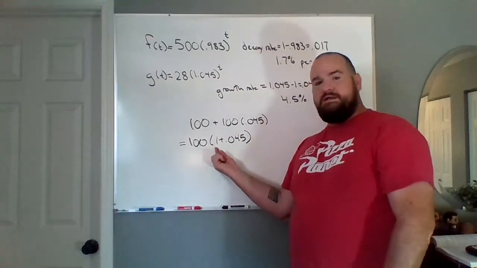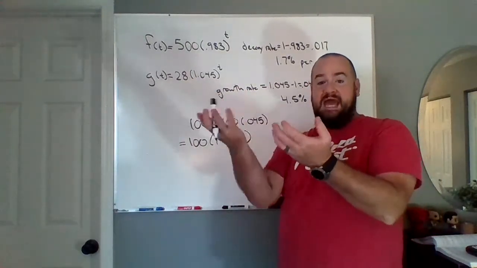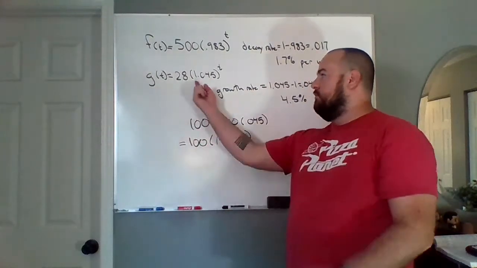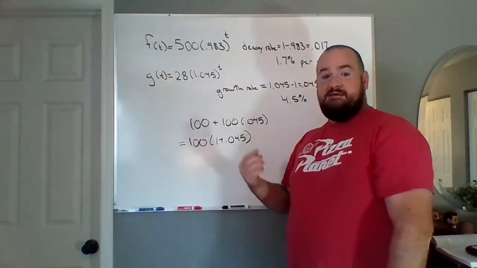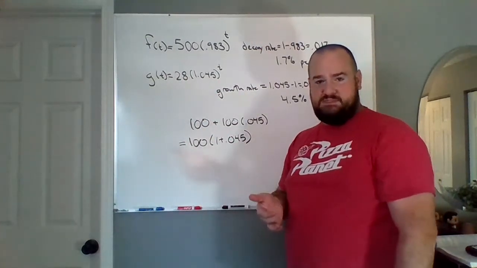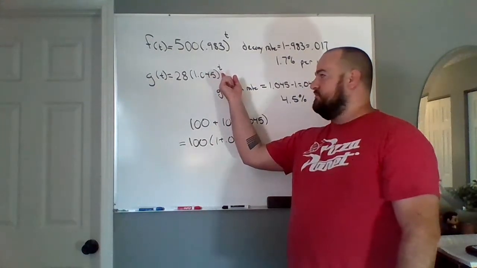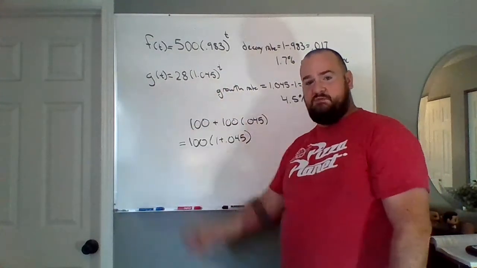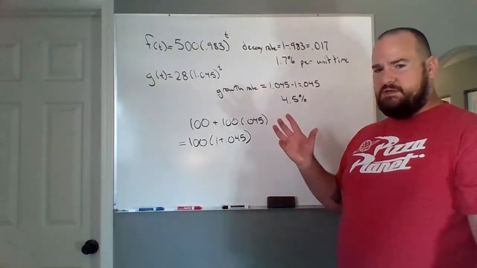What this 1 represents is that we keep 100% of what we have, and then we add an additional 4.5%. That's why we get 1.045, because converted into percent, that would be 104.5%. In other words, every time we move 1 unit of time further, we keep 104.5% of what we started with before we move forward. So that's how those work.